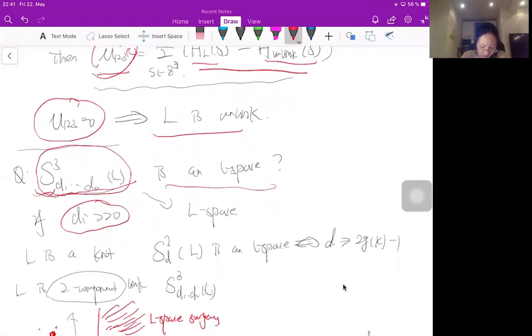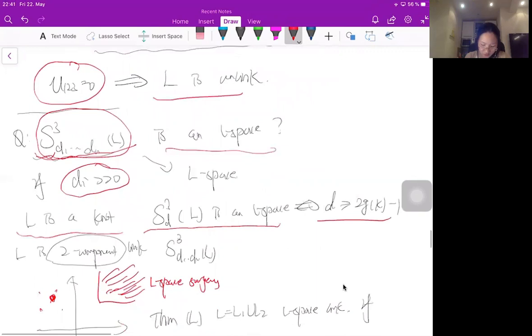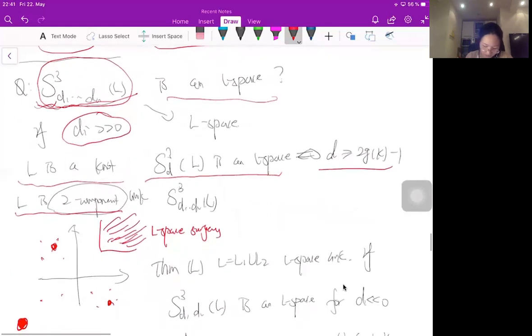In the case of a knot, say if L is a knot, then the answer is pretty clear. The surgery is an L-space if and only if the surgery coefficient D is greater than or equal to 2 times genus minus 1. Here we only care about the integral surgeries. Usually you can also consider rational surgeries, but I won't talk about it here. And if you go to more components, say L is a 2-component link, then this question is hard enough. For example, for this 2-component link, you have D1 surgery coefficient here, D2 surgery coefficient there.